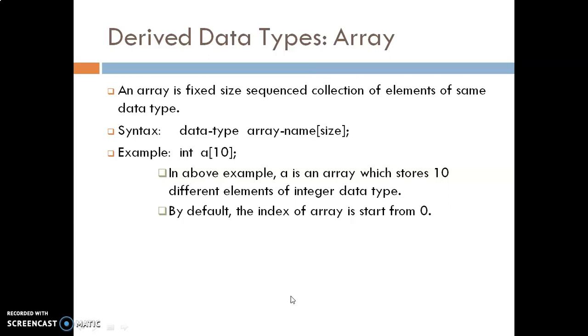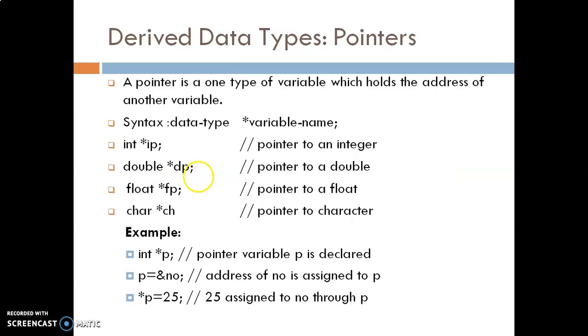Derived data type, another example is the array. In C also you have learned about the array. Here the size of the array is 10, the name of the array is a, and the data type is int. This is one example of an array. Syntax is data type, array name and size. The same structure we follow for the example, int a[10]. The size of the array is 10 and indexing always starts from 0.